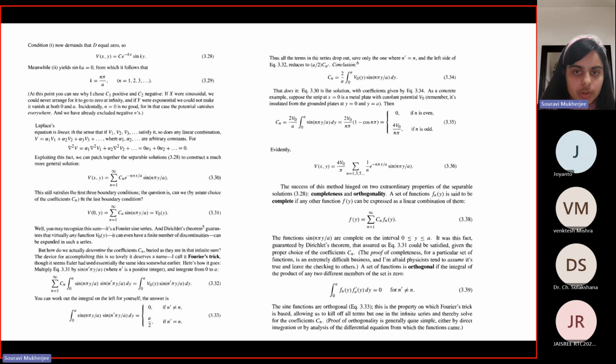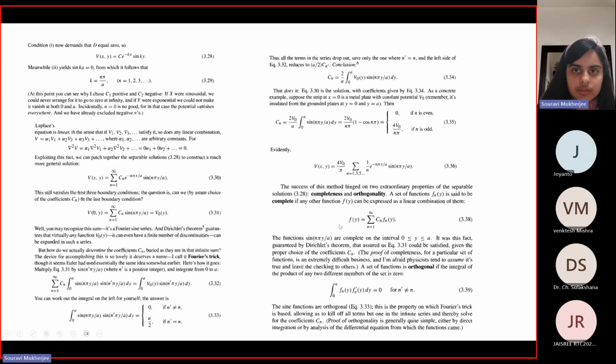It will always hold, given the condition that the set of functions that you choose, like for this case the sinusoids, should be a complete set, and they should have an orthogonality relation. As long as that holds, you can use this method.